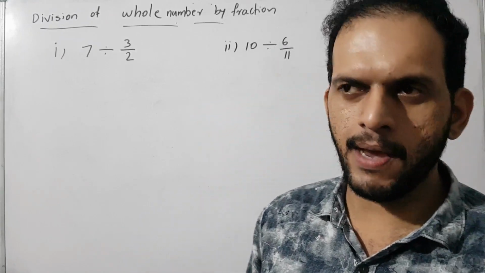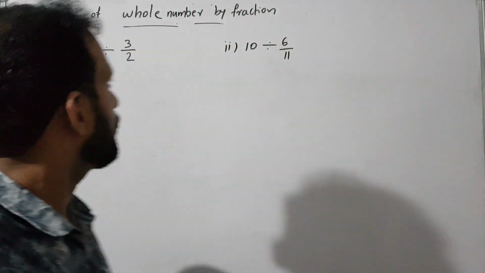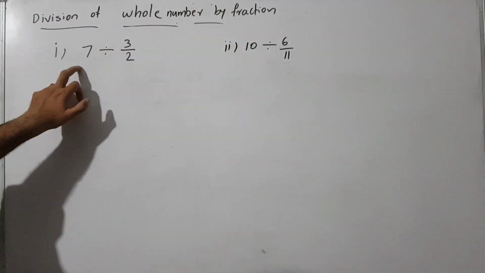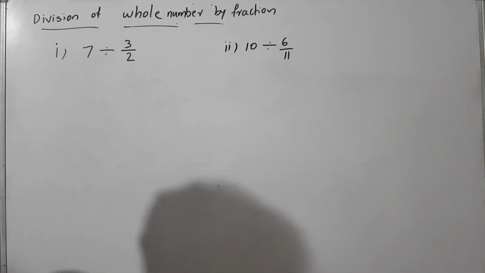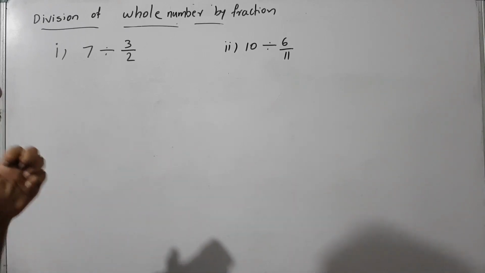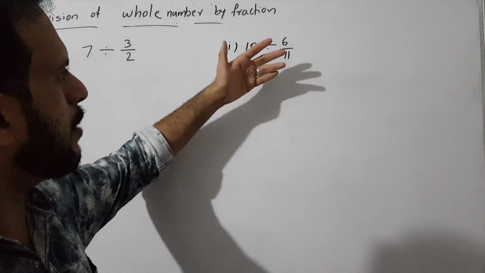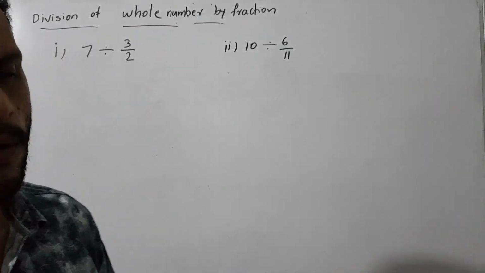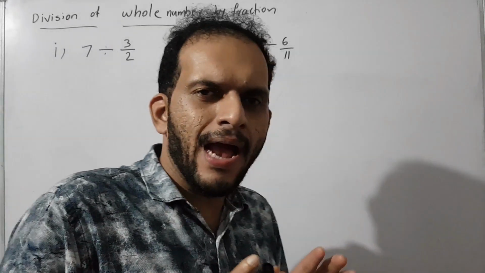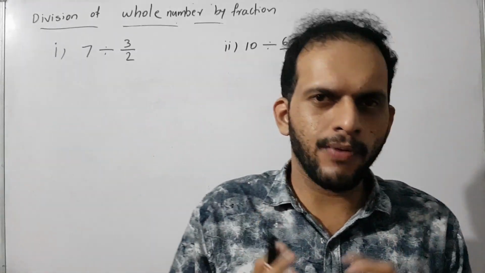So the idea is very easy. Okay? What is the idea? The first question is 7 divided by 3 by 2. 7 divided by 3 by 2. The second question is 10 divided by 6 by 11. Okay. Now we know the idea only to divide two fractions.